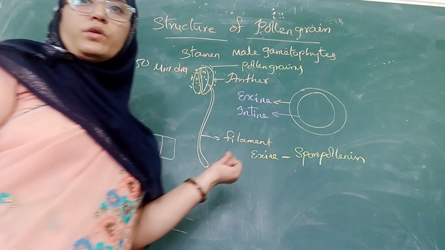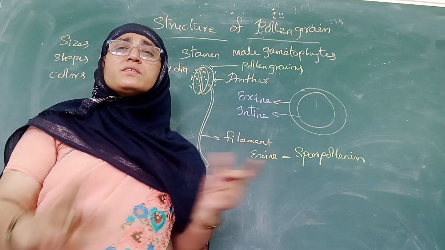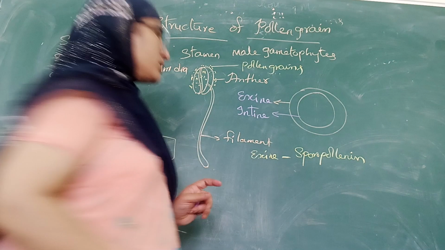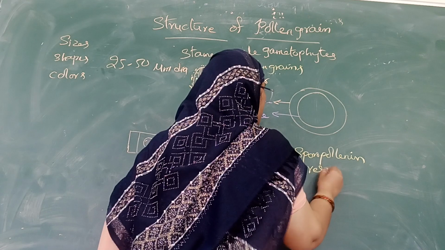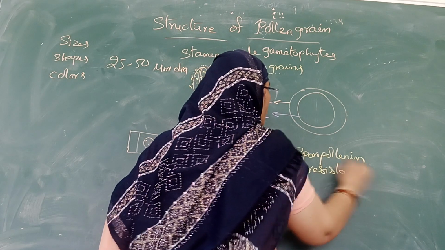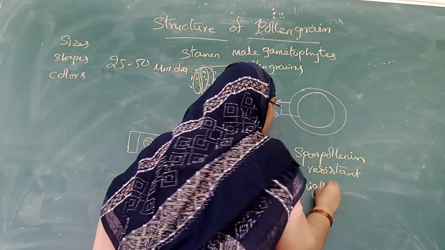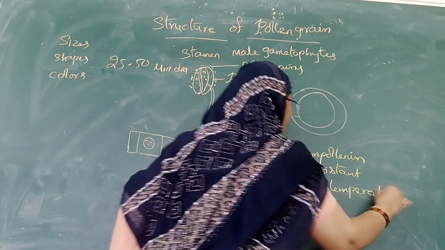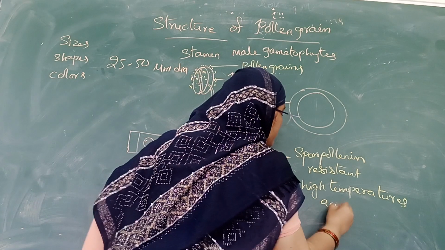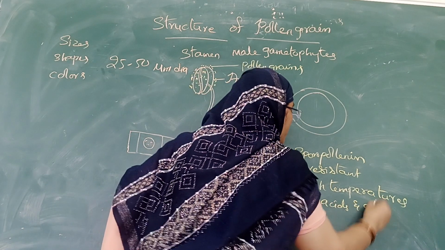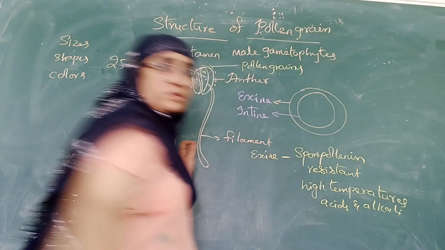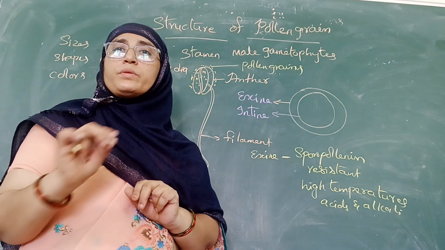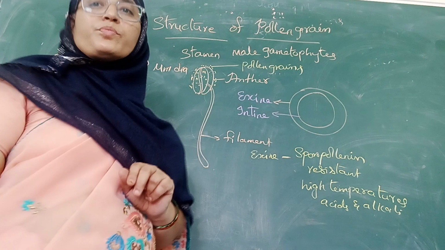Sporopollenin. What is sporopollenin? It is an organic material, but it is highly resistant. Resistant to what? To high temperatures, and also to acids and alkali, that means bases. Moreover, there is no enzyme so far known which can digest this sporopollenin.